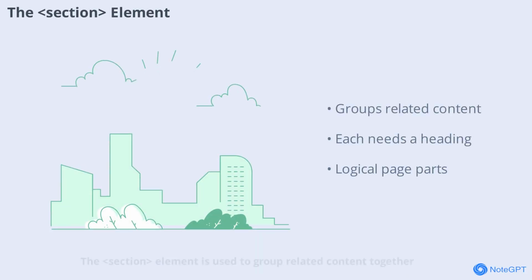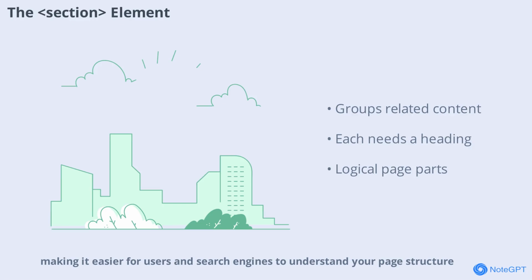The section element is used to group related content together. Each section should have a heading, making it easier for users and search engines to understand your page structure. Use section to break your content into logical parts.